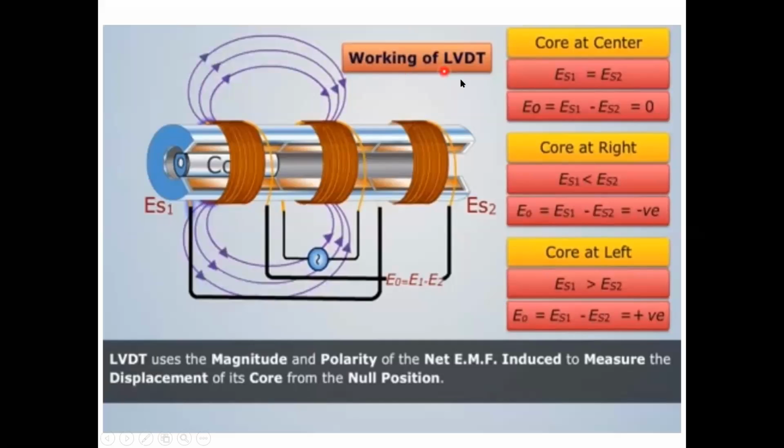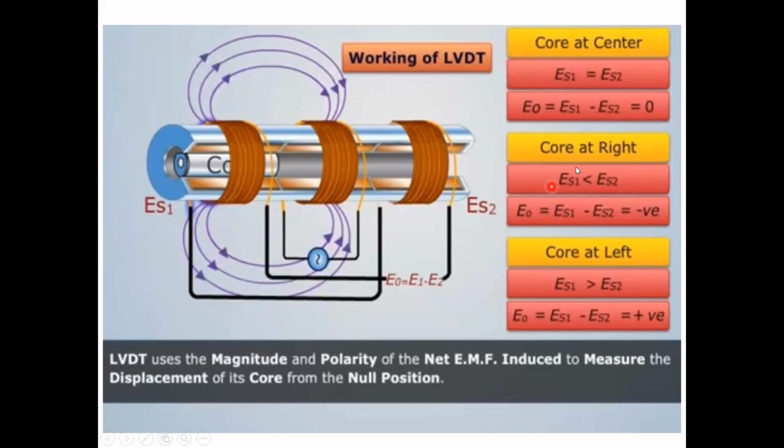You observe here, working of LVDT. Here, this is the primary winding, secondary winding S1, and secondary winding S2. These two are in opposite direction, and they are connected in series. EMF produced in S1 is ES1, and EMF produced in S2 is ES2, because of the movement of this core inside the cylinder. Suppose in the first case, if the core is at the center, in that case, the EMF produced in S1 is equal to the EMF produced in S2. Therefore, ES1 is equal to ES2. The net EMF produced, that is measured, is equal to zero. That means there is no output here.